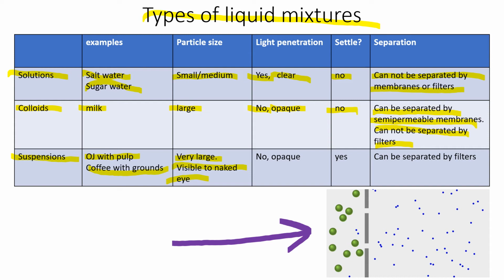You know, think about it. You can see the little bits of pulp in orange juice. You can see the grounds in coffee before it's been filtered. Think about muddy water. You can see the little bits of dirt in there. So particle sizes are so large, light won't penetrate. If light can't penetrate, it will be opaque.